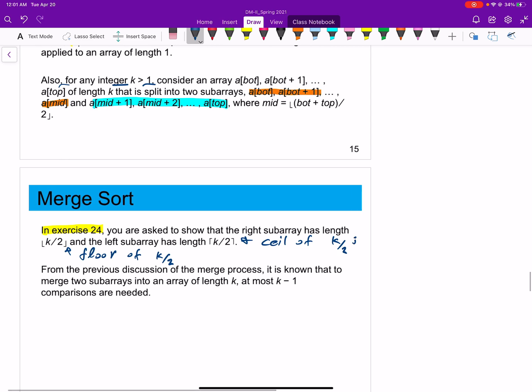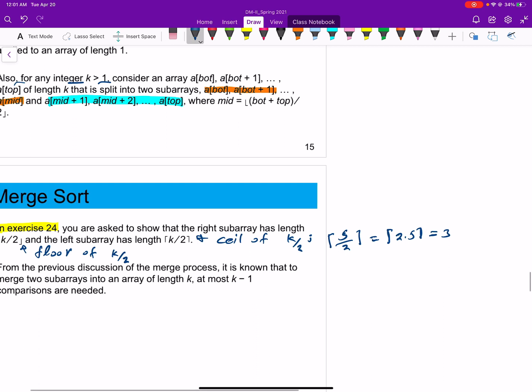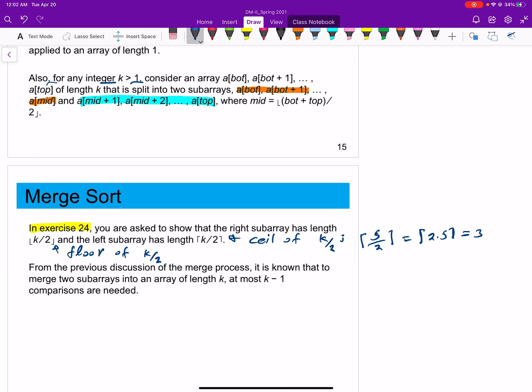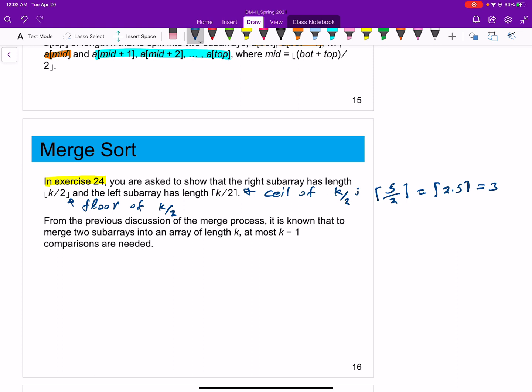As an example, the ceiling function of 2.5 is 3. You take the next largest integer from 2.5, which is 3. So that is the ceiling function. This is done in exercise number 24, so I'm not going to show it, but I'm going to use that result here. It is an easy exercise in your textbook. In this exercise, you show that the right sub-array has this length, and the left sub-array has that length.